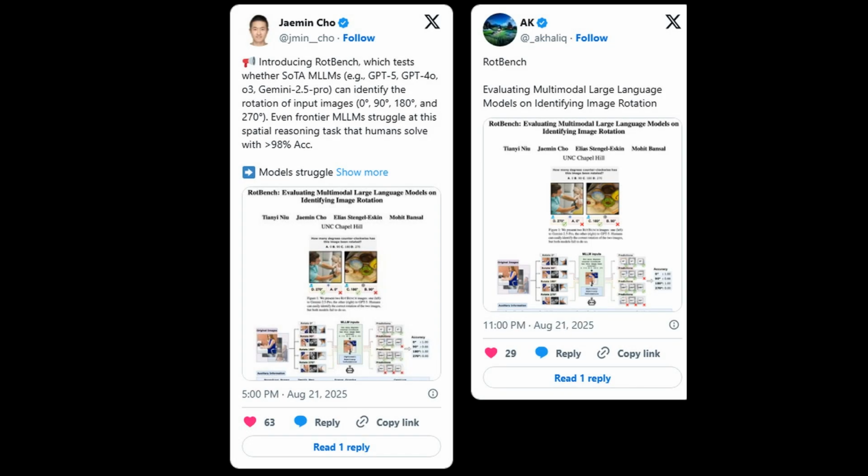Building on that, the tweets spotlight RotBench and emphasize that frontier multimodal models falter on 90 versus 270, despite humans exceeding 98% accuracy, with moderate engagement around 60 and 30 likes.